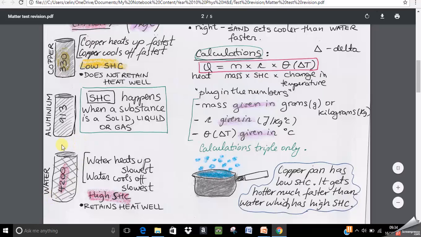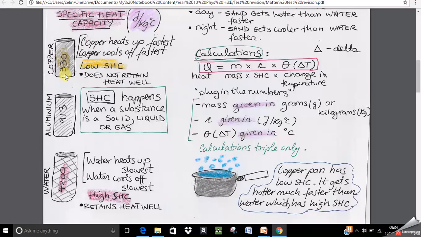If I'm looking at the water in comparison, we see that the difference between 4200 and 330 is large, almost 15 times. So that means water needs 15 times more heat to warm up to the same temperature as the copper. It's a huge difference. So the water has a very high specific heat capacity. That means it retains heat very, very well. It also needs a lot of heat to warm up. So water heats up the slowest, but it also cools off the slowest.